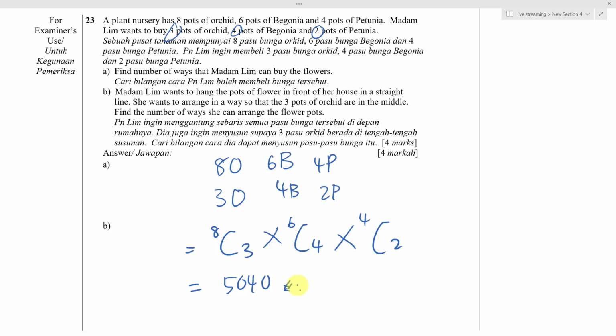Alright, this is how we do A. Alright, if you want to do B over here, Madam Lim wants to hang the pots of flowers in front of her house in a straight line. So she wants to arrange. Do you see the word arrange here? So if you see the word arrange, you kind of have 2 choices here. One, you can use the factorial to do it. Second, you can use the P to do it. But if you do the factorial over here, basically we will just arrange the things we don't choose from inside.